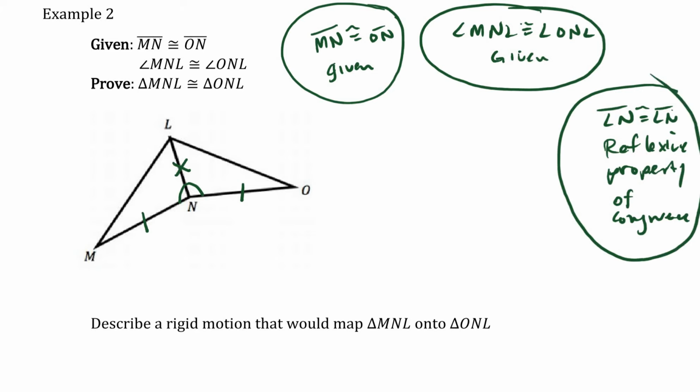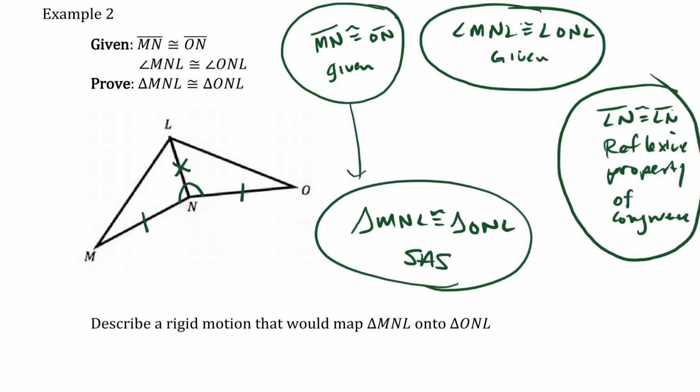And then all of that tells us that triangle MNL is congruent to triangle ONL. But this time we don't want to say side, side, side, because I don't have 3 sets of sides. I have 2 sets of sides and an included angle. So I'm going to say side, angle, side. This was a side, this was an angle, and that was a side.